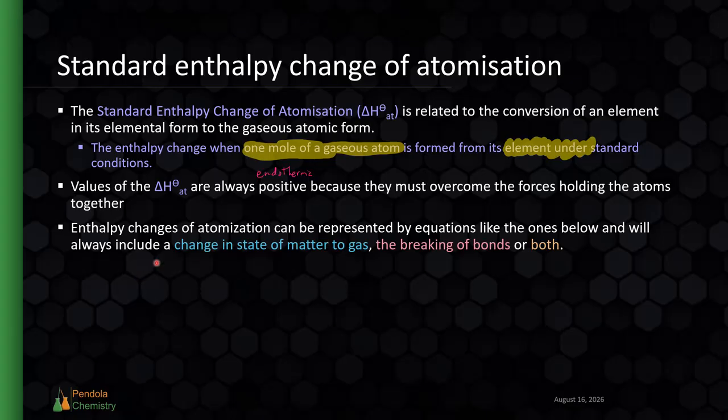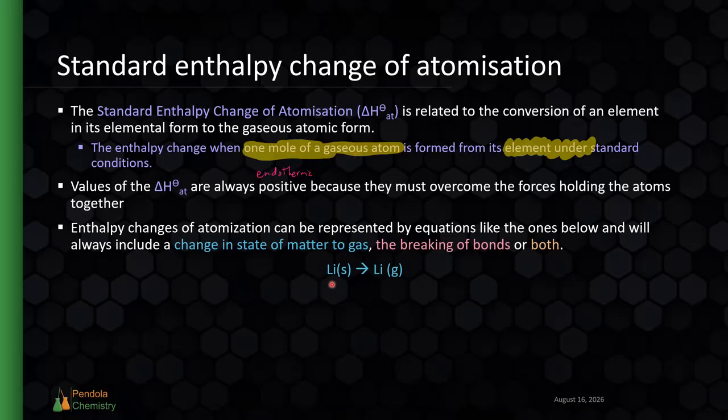So enthalpy changes of atomization we can represent with equations, just like most other enthalpy changes. And these equations are going to look a few different ways because they can do two things. Atomization can involve the changing of the state of matter. So if the element under its standard form, like lithium, for example, is not a gas, atomization says we're turning this to 1 mole of the gaseous atom.